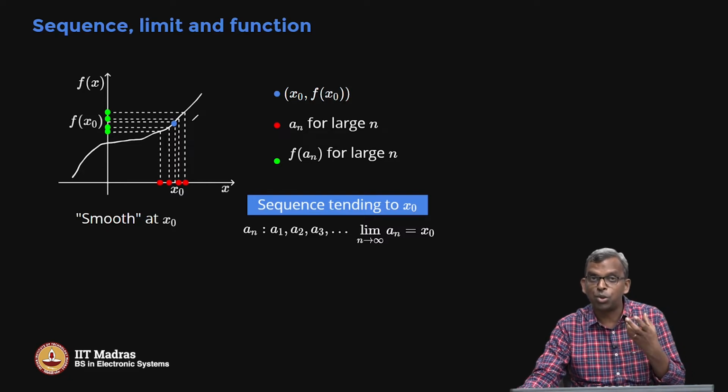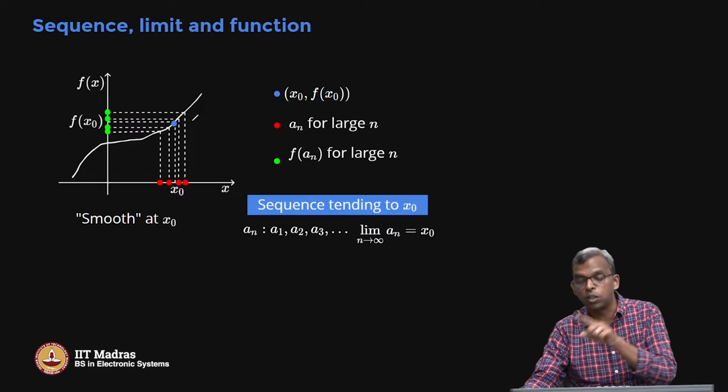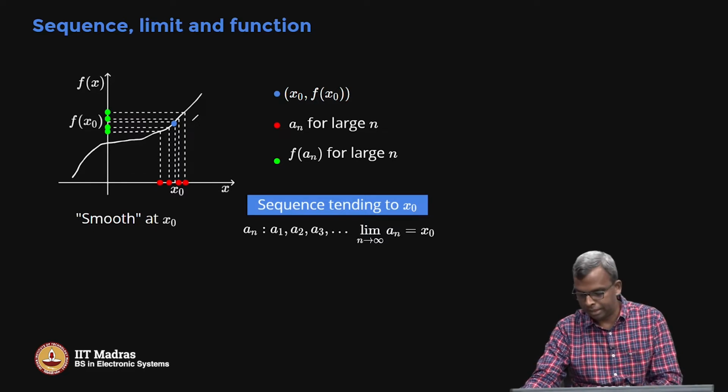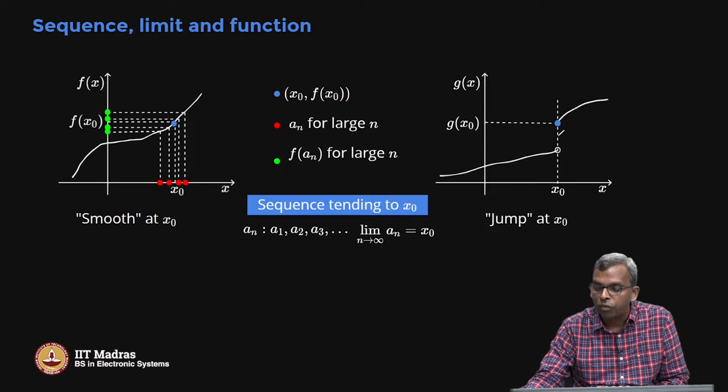Now, to be sure of making this kind of idea the basis for smoothness and continuity, we should also look at a non-smooth function and see what happens in this same case. So that's what I'm going to do next. I'm going to take another function g of x which has a discontinuity or a jump at this same x naught. Here is an example. It's going all smooth till x naught, and then at x naught it decides to jump to this higher value, and then proceeds from there very smoothly. So this is the function g of x versus x.